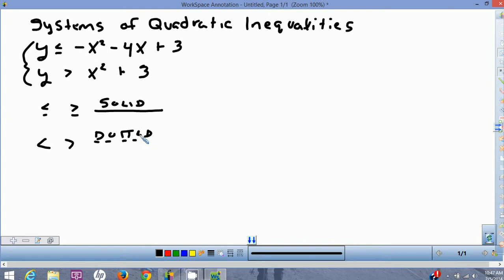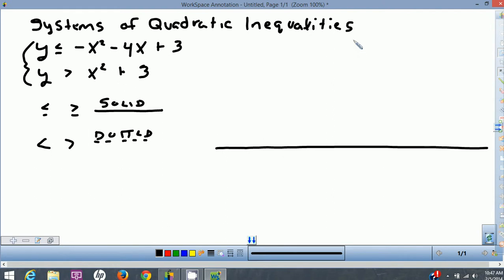I also am going to do some things like find a test value. I'm going to shade the true region. So let's start off by graphing these two quadratics. Well, if I graph this one, y is less than or equal to negative x squared minus 4x plus 3. And you can use whatever method you want to use to find the graph of your quadratic. But let's set up a graph here. And we're going to mark these off in ones, 1, 2, 3. And mark these off in ones, 1, 2, 3.